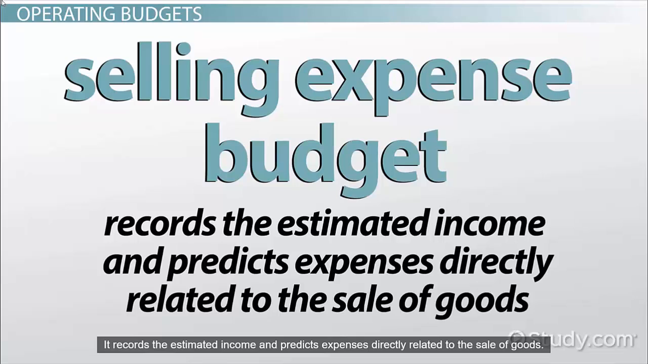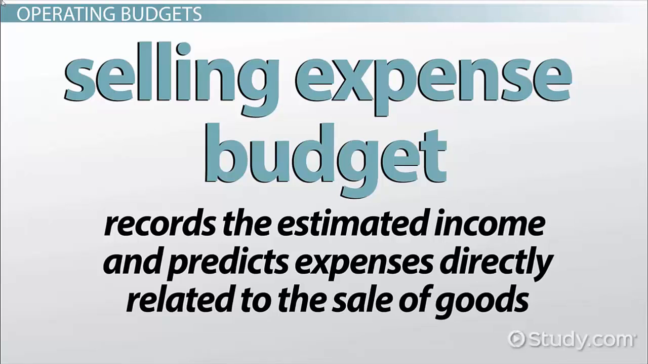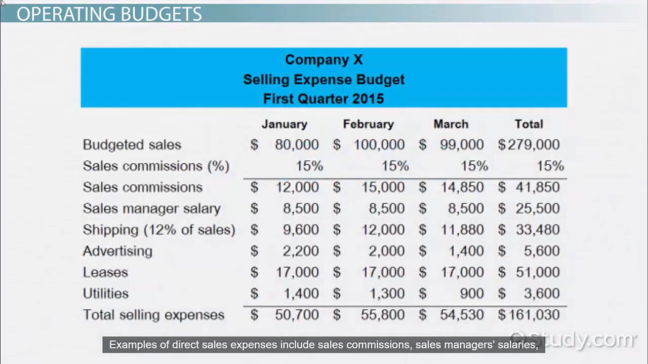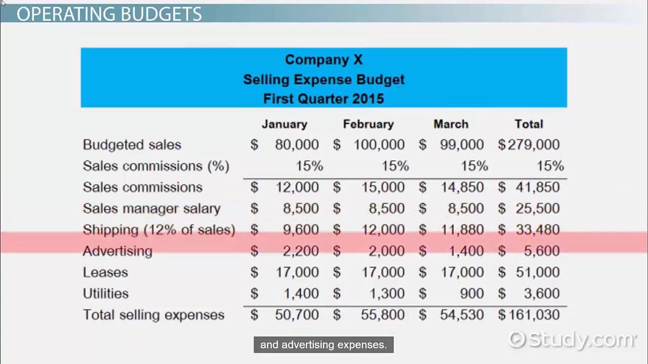It records the estimated income and predicts expenses directly related to the sale of goods. Examples of direct sales expenses include sales commissions, sales managers' salaries, and advertising expenses.